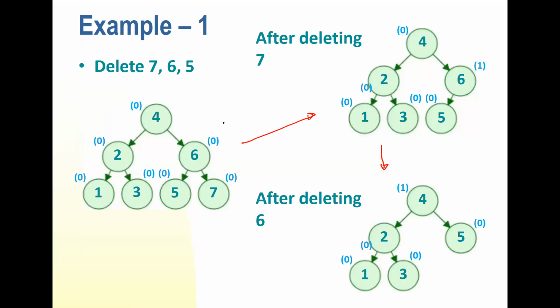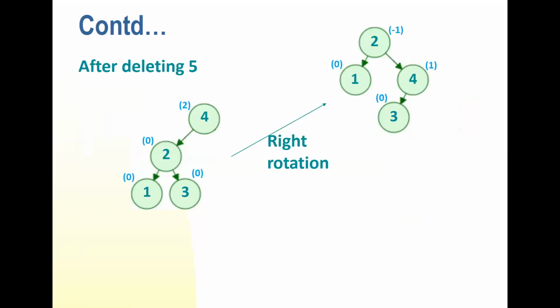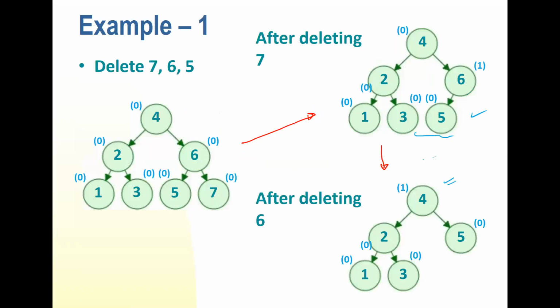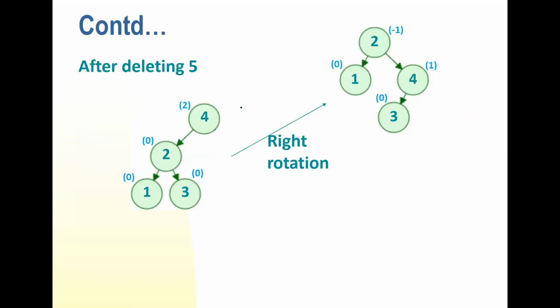This is one more example. Deletion of 6 is not going to disturb the balance factor of this tree. No problem. Deletion of 7: no change in this tree. The deletion of 6: still no change. Deletion of 5: after deleting 5 from this, the new structure will be this one.